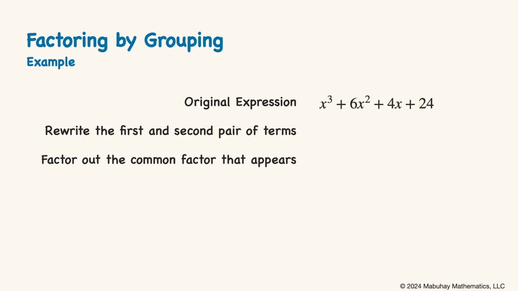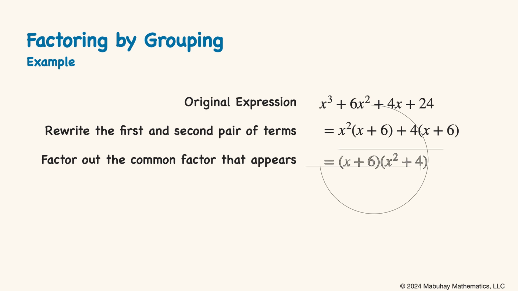So here's the original expression, just rewritten. And this is going to be more how we typically write this on paper. Okay, so first we want to rewrite the first and second pair of terms. Those are the factorizations we saw on the last slide, but now we're adding them together because it's replacing the entire original expression. Now we use the fact that there's this common factor of x plus 6, so we factor that out, and what we have left in the first term is x squared, and in the second term is plus 4. So now we have the factored form of the original expression.